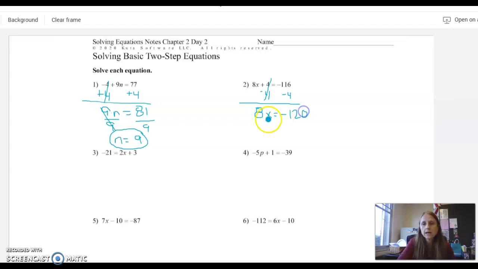X is not alone yet. X is being multiplied by 8. So to get rid of a multiply by 8, we would divide both sides by 8. So since these are two-step equations, you should have 2 steps of work for each one here. So x equals, I know a negative divided by a positive is going to be a negative. If you don't know what 120 divided by 8 is, you could just go to your handy-dandy calculator and find out that it is 15. So x equals -15.